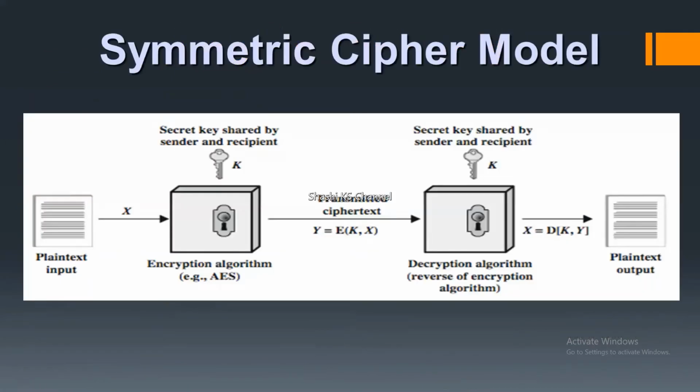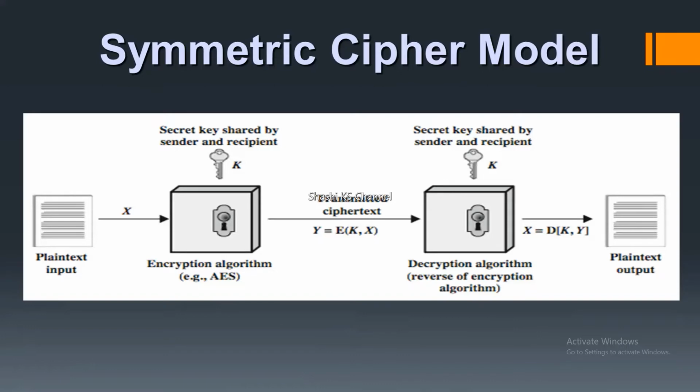Next is the symmetric cipher model. You can see this is the basic symmetric cipher model where the input is your plain text. The plain text is your original message, and it is fed as input to the encryption algorithm. The encryption algorithm may be anything like the DES algorithm, triple DES, or the AES algorithm. The encryption algorithm takes the plain text as well as the secret key as input.